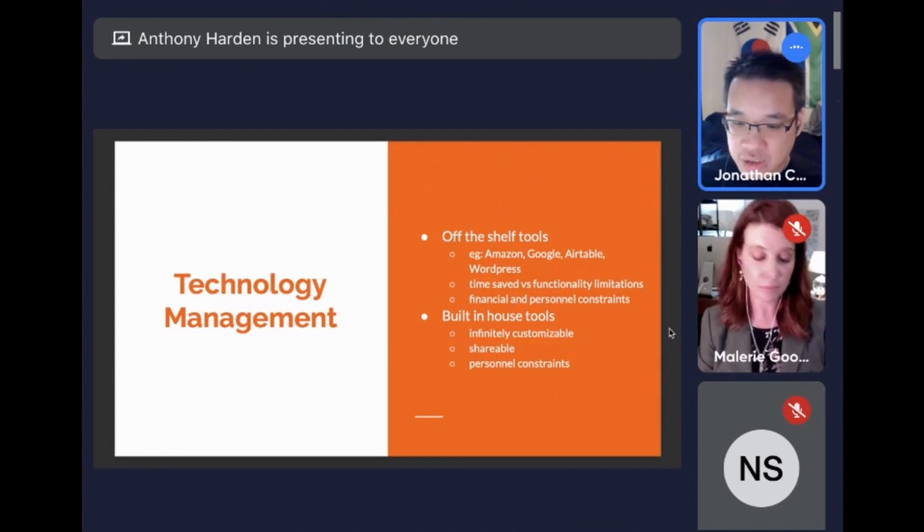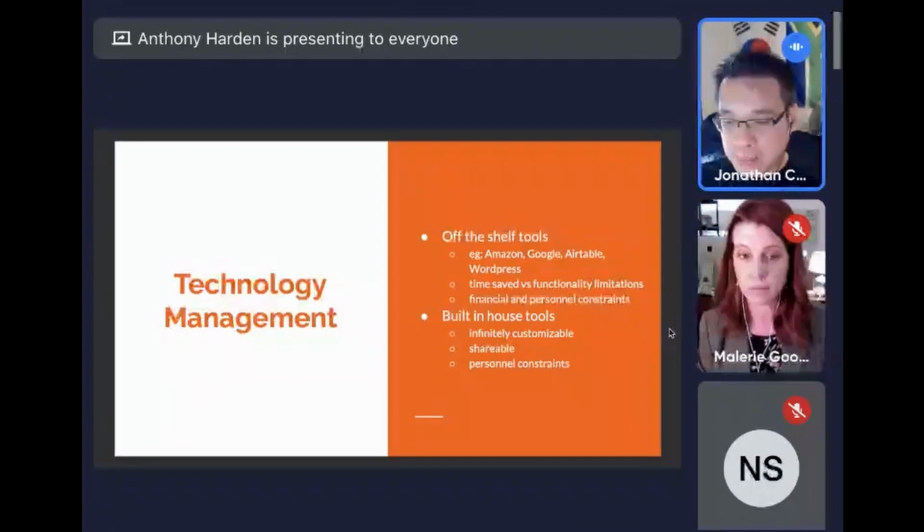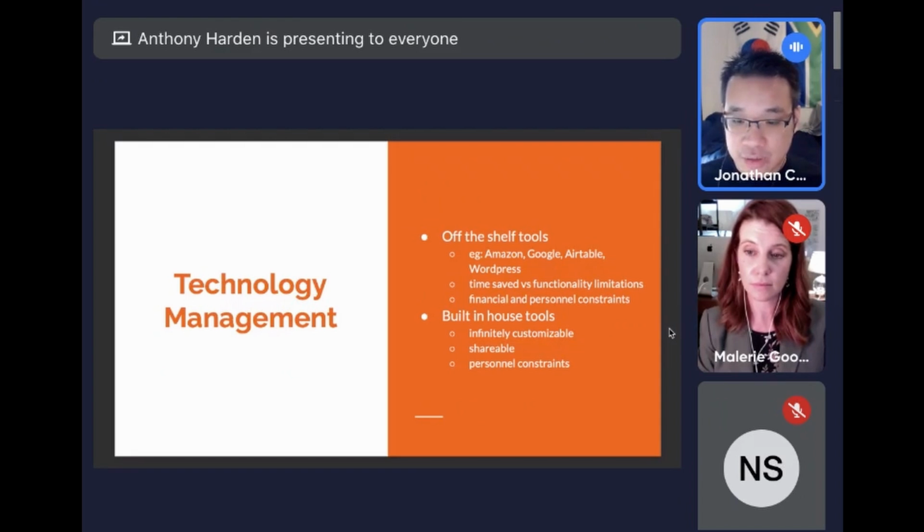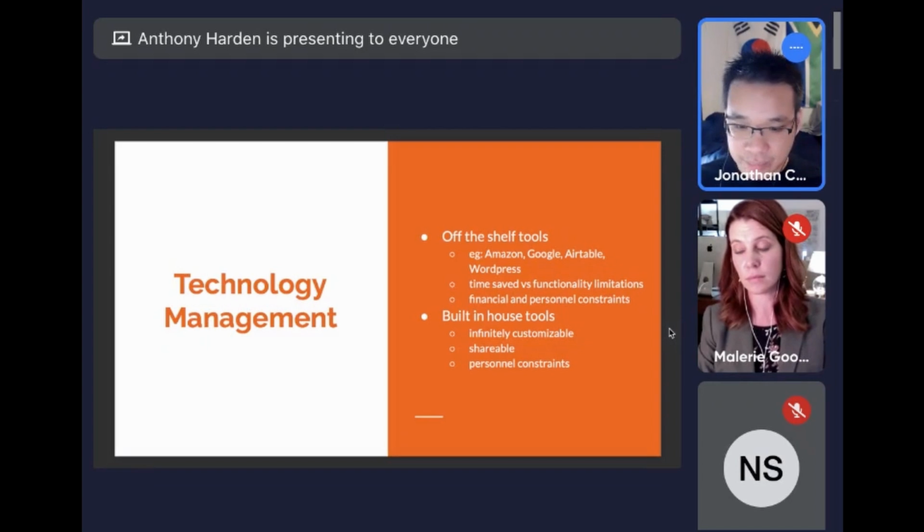There's also financial and personnel constraints. Being able to afford these services, being able to negotiate nonprofit rates for them, and also getting personnel who are trained in these tools are all things that need to be considered. And we've run into a lot of obstacles as we've been doing that.